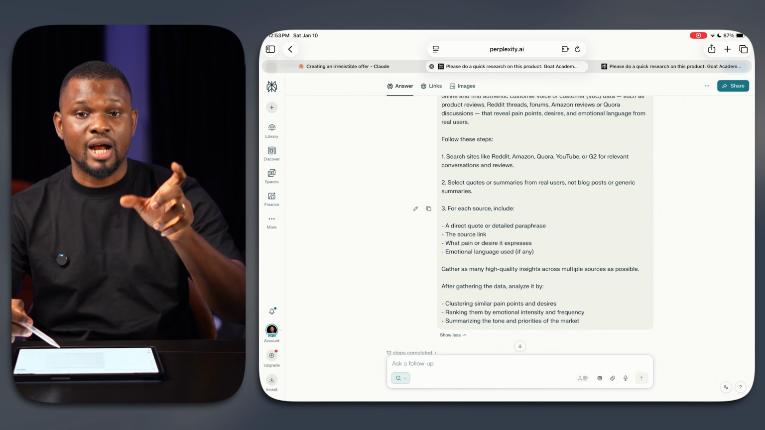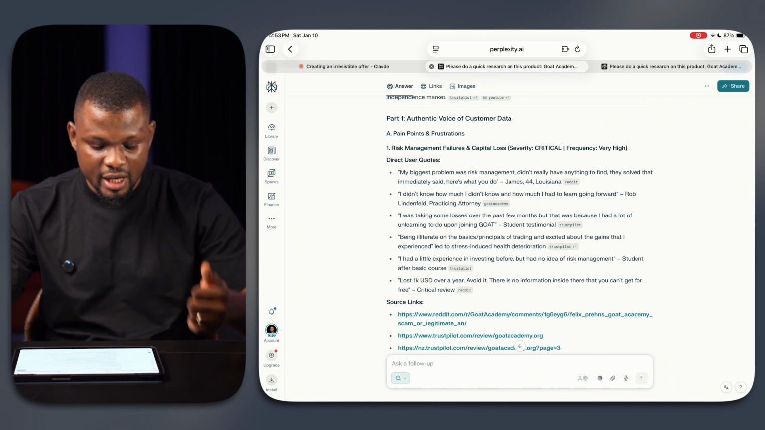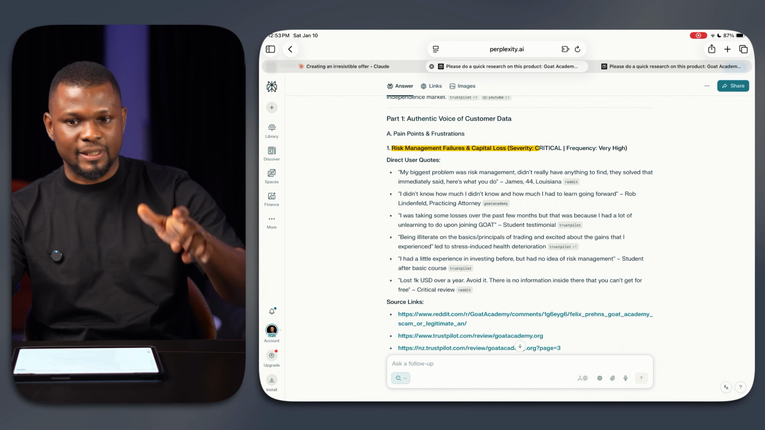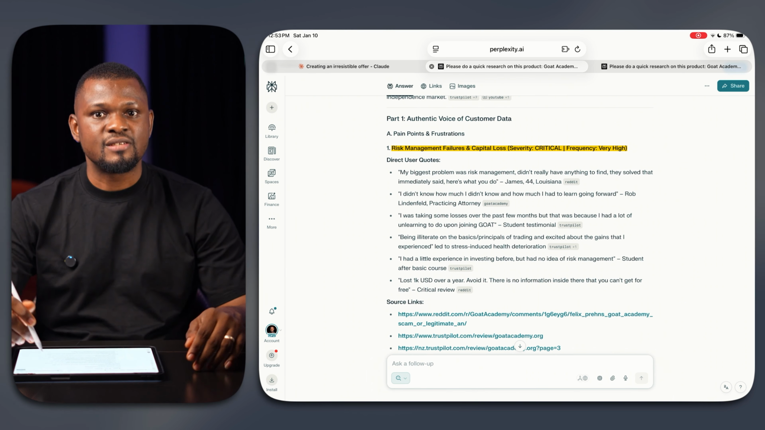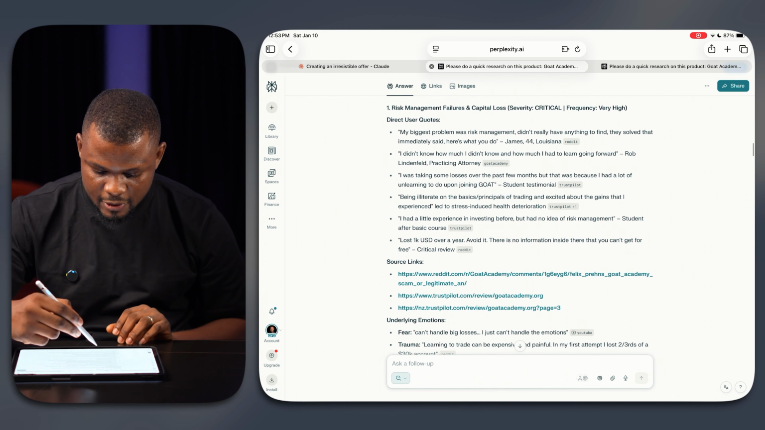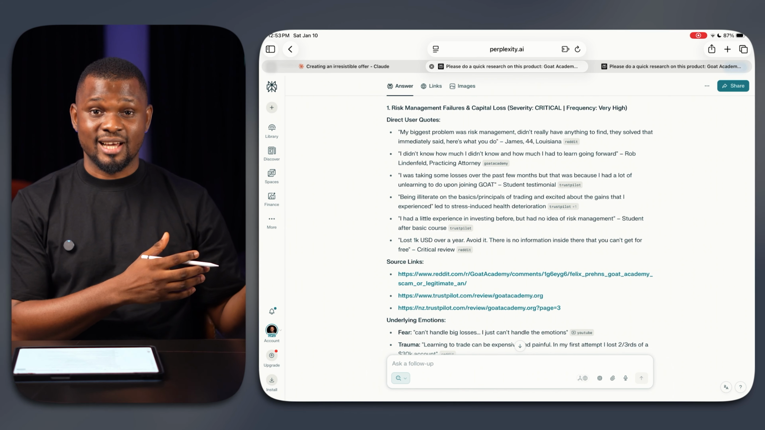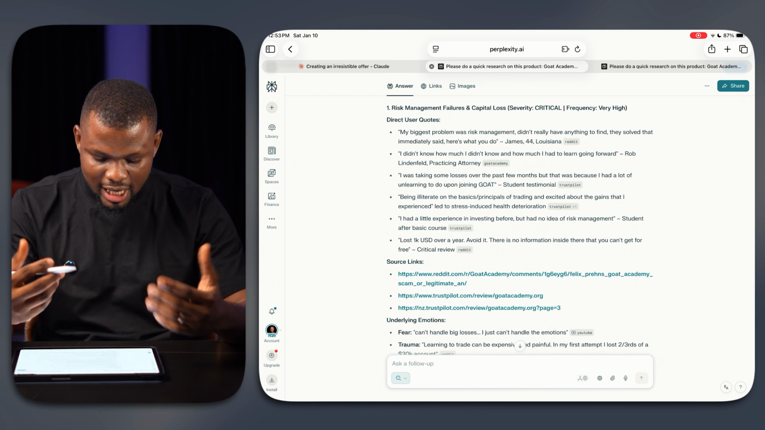And mind you, I told it to rank them based on the severity of the complaint. If you look at this, the first one is risk management failure and capital loss. That's the biggest one. You can see the severity is critical and the frequency is very high. And you can see all of these are coming from Reddit and Trustpilot. It's not going to blog posts to get this data. It's actually looking at the real people who have gone through his program to gather this information.